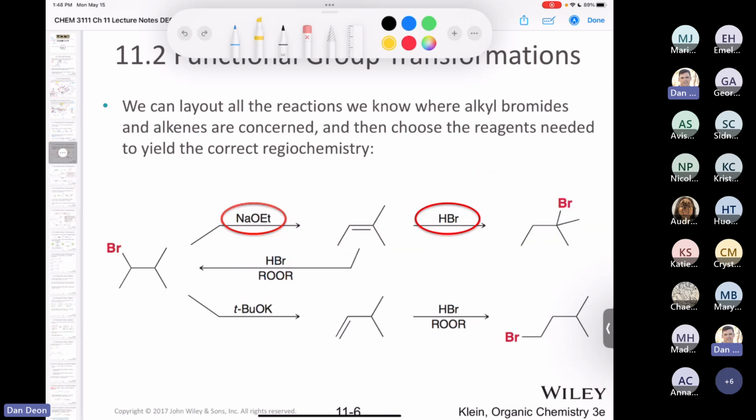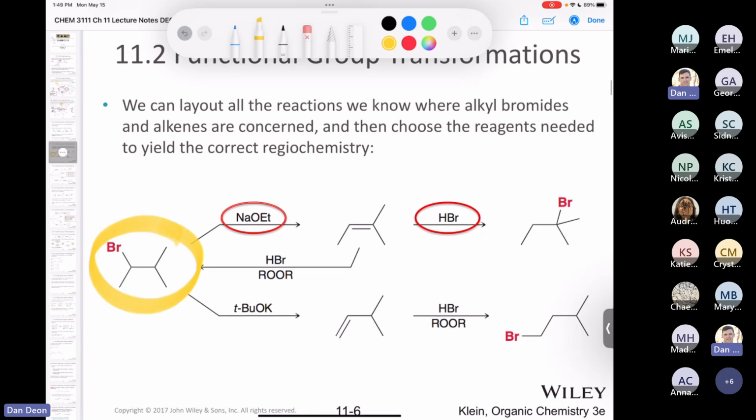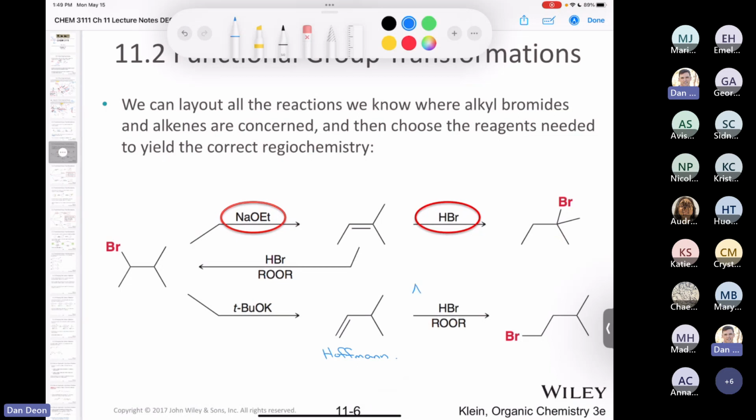Now let's say you took this starting material and you treated it with a hindered base, like potassium t-butoxide. In that case, you're going to end up with the Hofmann. So this is the Hofmann alkene. And if you took that Hofmann alkene and you did an anti-Markovnikov addition of HBr, well, then you're going to move the bromine from this carbon in yellow over to this carbon that I have highlighted in green.